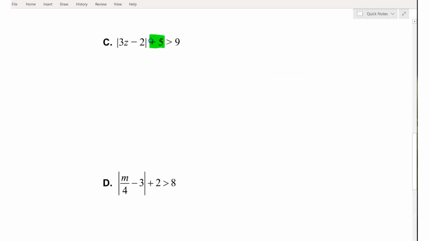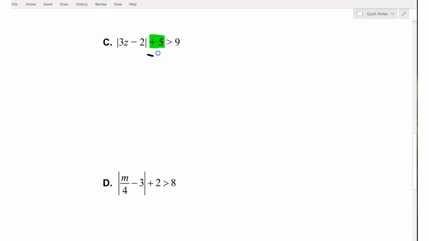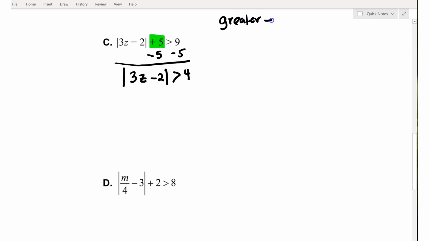Remember that we have to address the 5 before we do any type of possible solution. So we have minus 5 on both sides. We have the absolute value, 3z minus 2 is greater than 4. And since it's greater, it's going to be an OR situation.